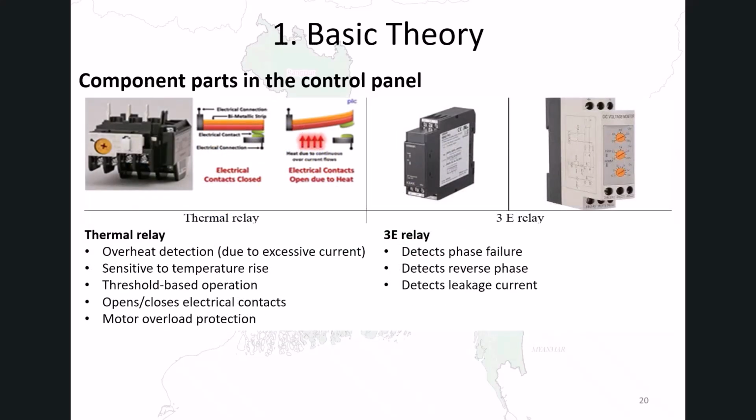Thermal relay functions for overheat detection and ambient temperature changes caused by resistance to current flow. It acts as part of a mechanism to open and close electrical contacts when the temperature exceeds a certain threshold. A 3E relay is an electronic protection relay that monitors motor current and protects against overload, phase loss, and imbalance.